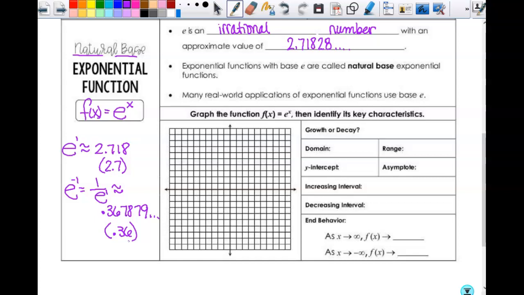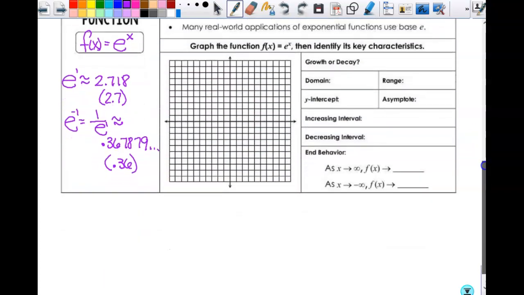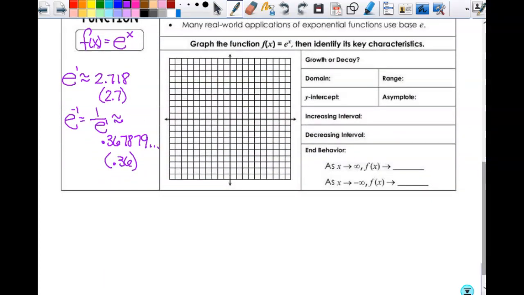All right, so let's graph. So this is an exponential growth function, right? This parent function looks like this. It looks just like y equals 2 to the x power. Well, not just like, but the shape is the same. It's f of x equals b to the x. B just happens to be e here. So when I'm at 0, what's my y value?